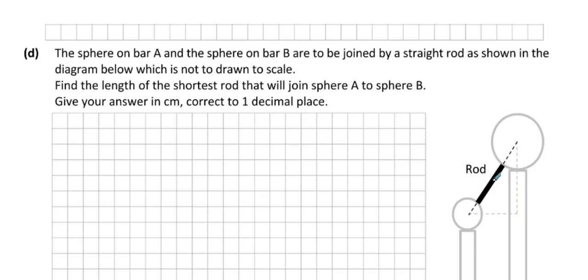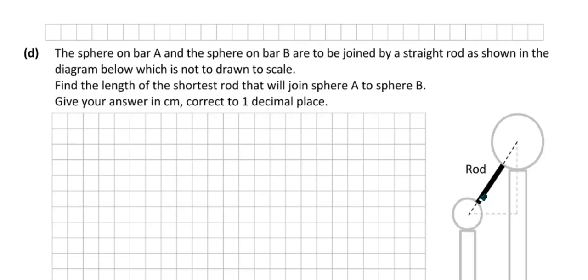So a straight rod is shown, which is not drawn to scale. Find the length of the shorter rod that will join sphere A to sphere B. Now, this is tricky enough, right? So what I'm going to start off with is the blue part here. Actually, wait, no, I'm not going to do that. Here's what we're going to do.